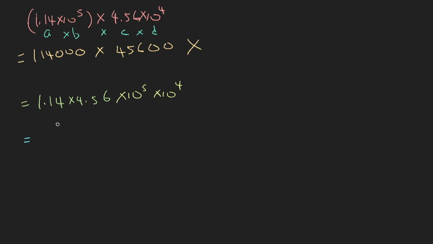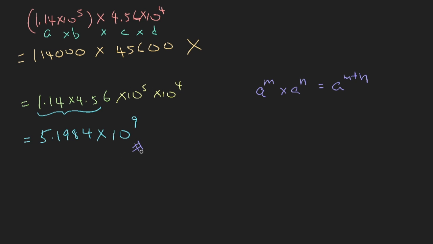So this one, you have to press the calculator. You will get 5.1984 and then times 10 to the power of 4 plus 5, which is 9. If you are sharp, you will remember that I am using this rule: a^m times a^n equals a^(m+n). So 10 to the power of 9, because 9 is 4 plus 5. So that's it. That's your answer.